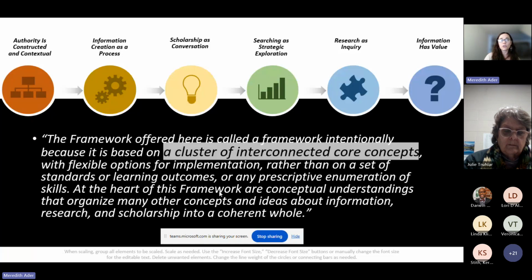The first is authority is constructed and contextual. Number 2, information creation as a process. Number 3, scholarship as conversation. Number 4, searching as strategic exploration. Number 5, research as inquiry. And number 6, information has value. So these are the 6 core concepts. But again, these headings, titles, they're difficult to remember.